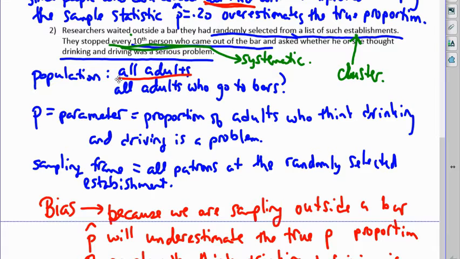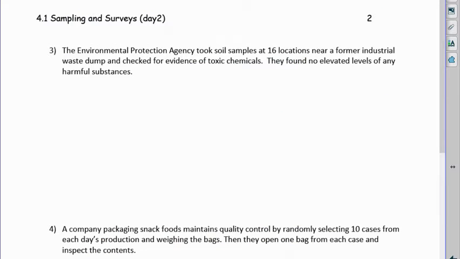Okay. So you're looking for bias when you're looking through these things, thinking about what you're trying to describe, thinking about how they're doing the sampling. So in this one, we have the Environmental Protection Agency taking soil samples at 16 locations at a former industrial waste dump, and then they're checking for evidence of toxic chemicals. They found no elevated levels of harmful substances.